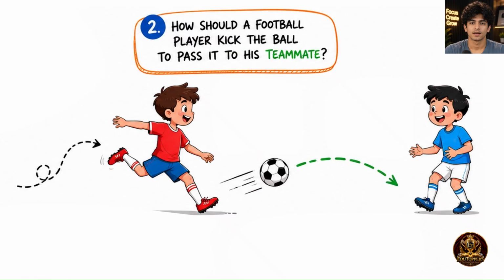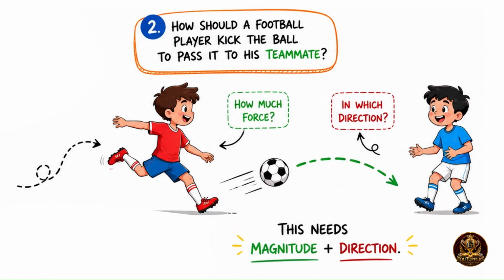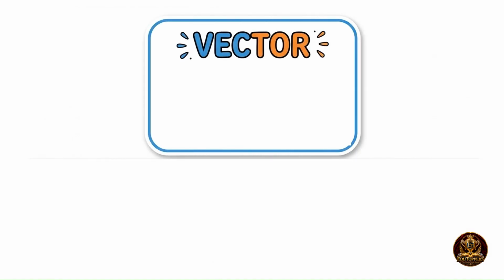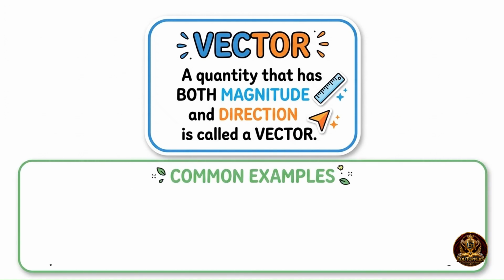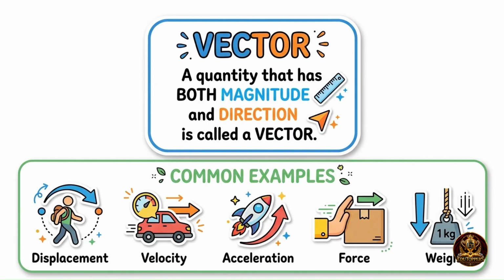Now let's come back to the football example. To pass the ball successfully, the player needs two pieces of information. First, how much force should be applied? And second, in which direction should the ball move? A quantity that has both magnitude and direction is called a vector. Some common examples of vectors are displacement, velocity, acceleration, force, weight, and so on.